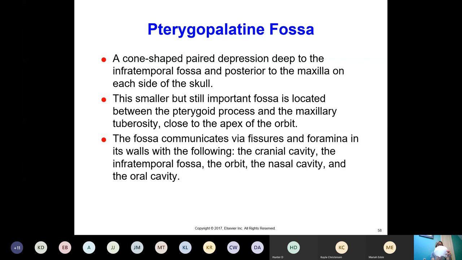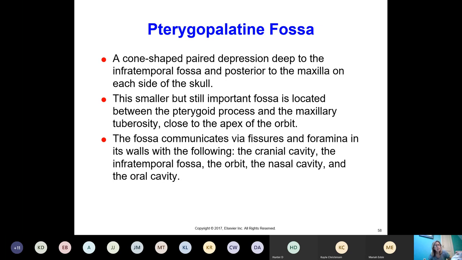The smaller but still important fossa is located between the pterygoid process and the maxillary tuberosity. So if you were looking at your skull, your pterygoid process is right here, your lateral and medial pterygoid plates with your fossa in the middle. That's your pterygoid process and the maxillary tuberosity is right here. So it would lie somewhere right in this area, close to the apex of the orbit. It's so hard to describe, right back in here.